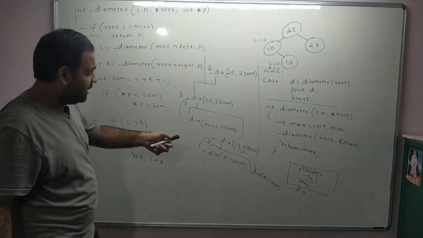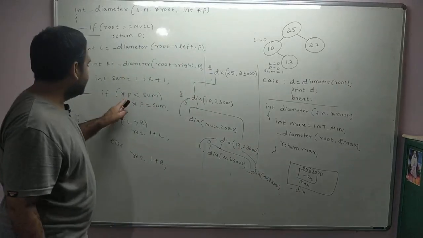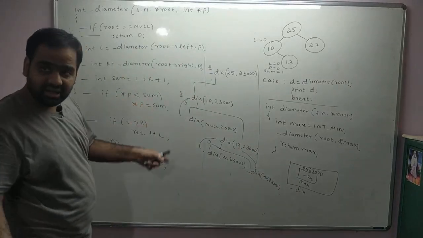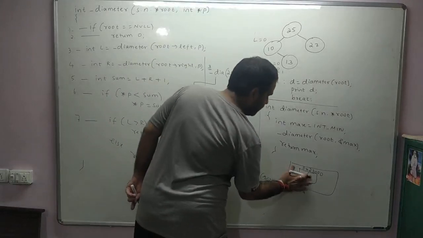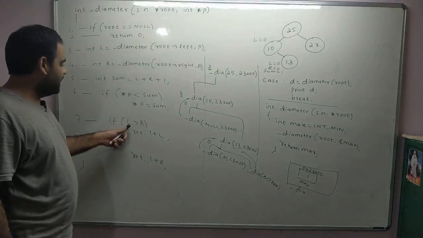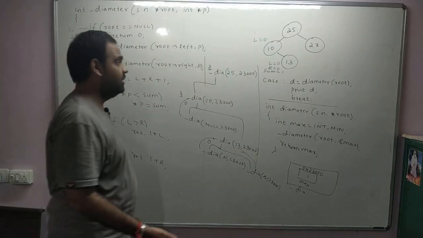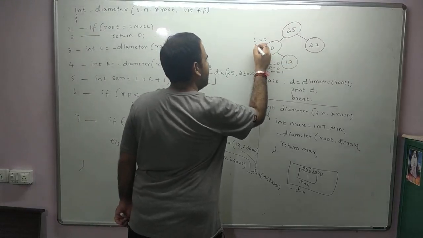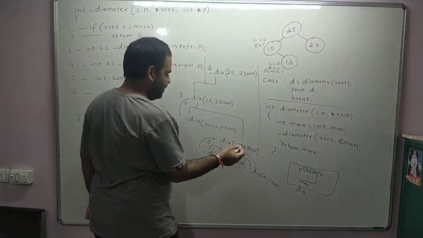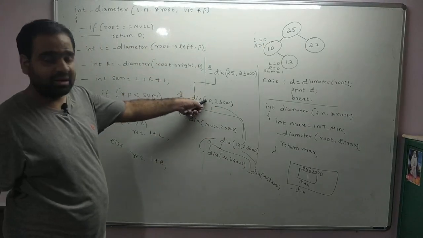Now what is star P? Go to address 23,000 and get the value minus infinity. Is minus infinity less than 1? Yes. Therefore we say star P is equal to sum, which is 1. Now L greater than R is 0 greater than 0, which is false. Therefore we say return 1 plus R. Therefore the value of R will be equal to 1 at line number 4 with respect to 10.